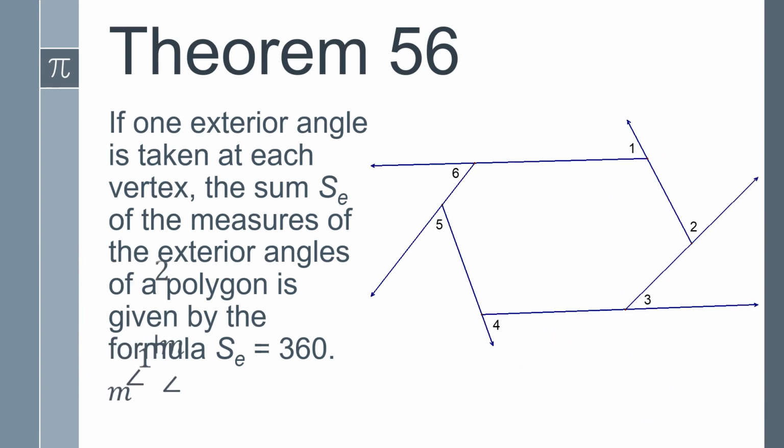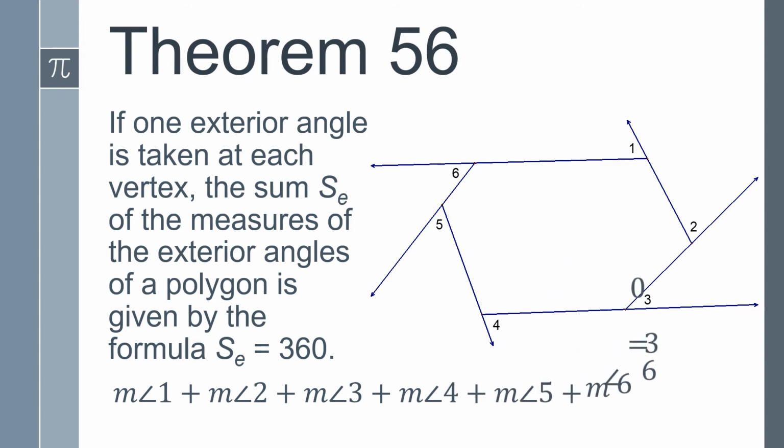Okay, no matter how many sides you have on a polygon, the sum of the exterior angles is always 360. So, you could have 100 sides. The sum of the exterior angles is always going to be 360.